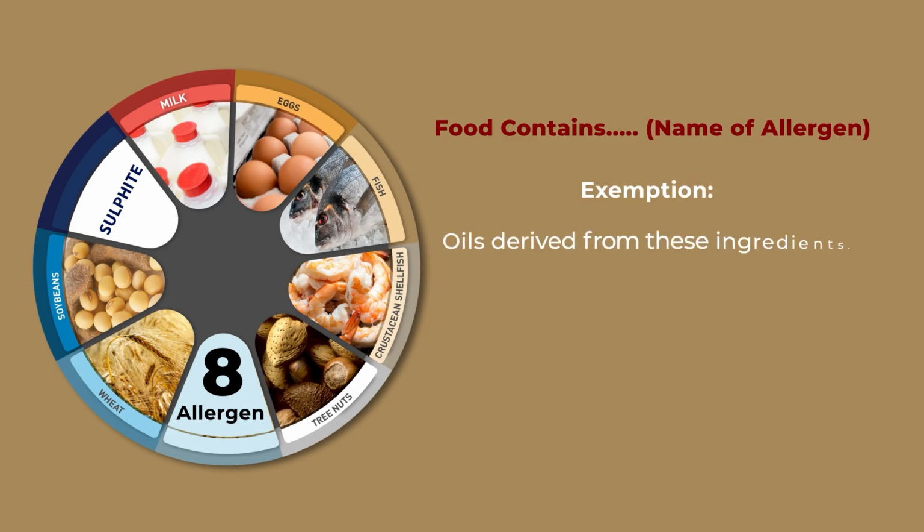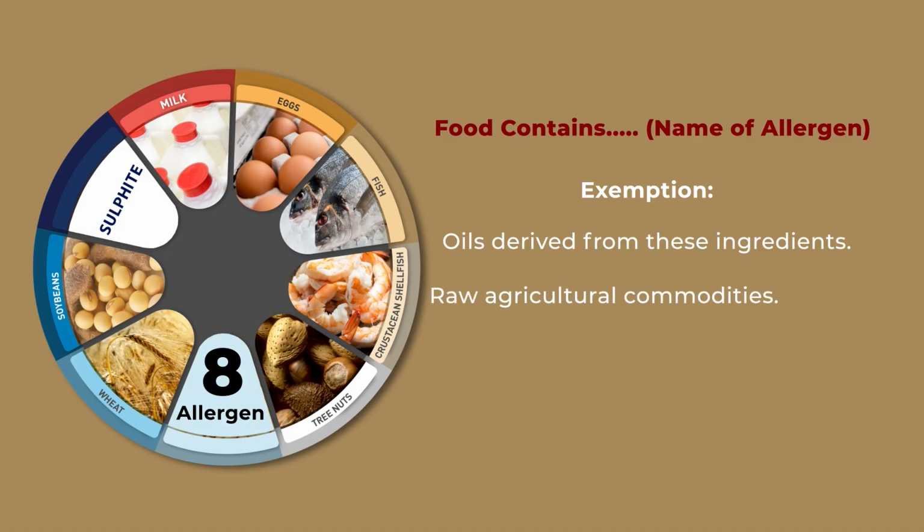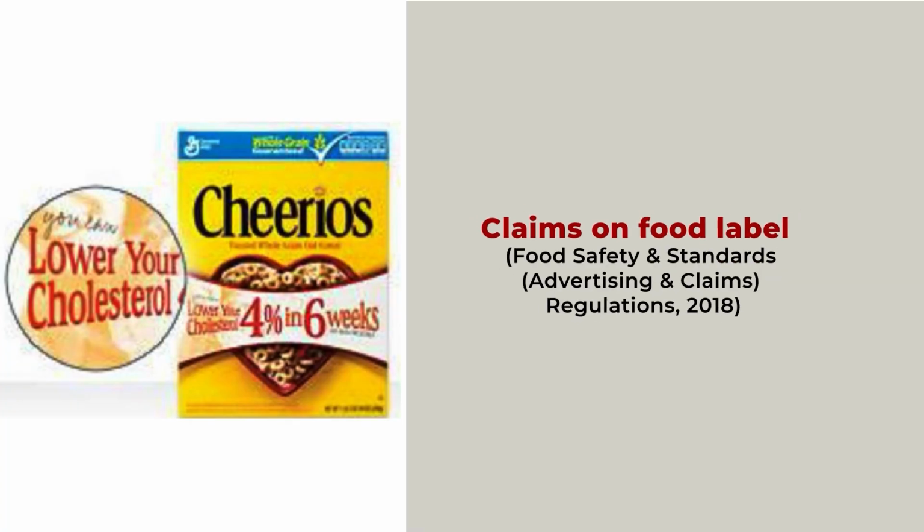If oil is prepared from peanuts or tree nuts or soybeans, that oil label need not mention the food allergen declaration, and raw agricultural commodities are also exempted from this declaration. Now, we will see what the claims on the food labels are.